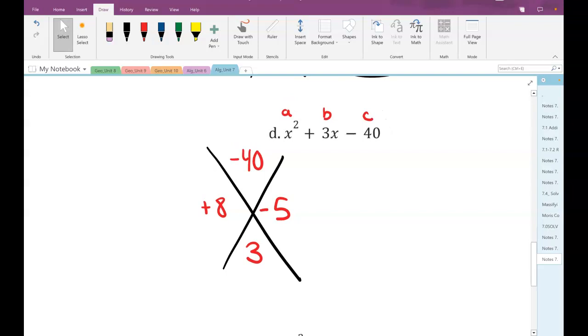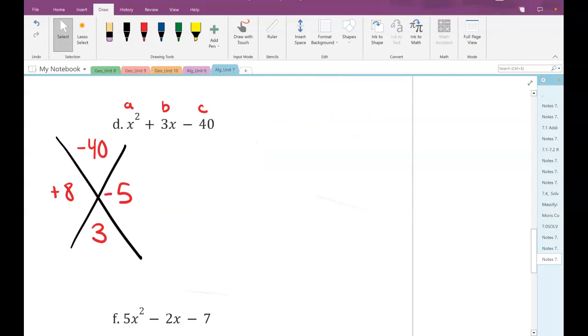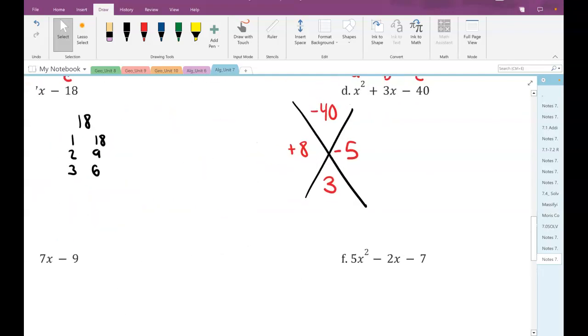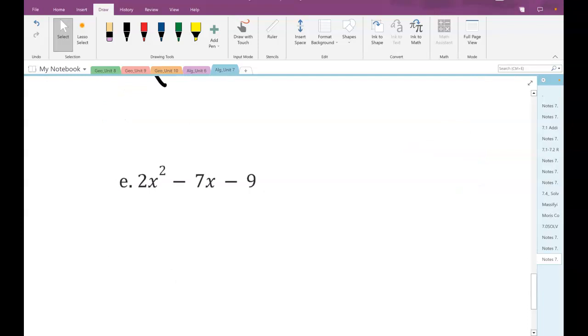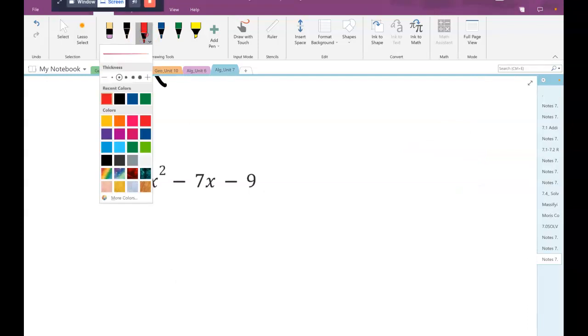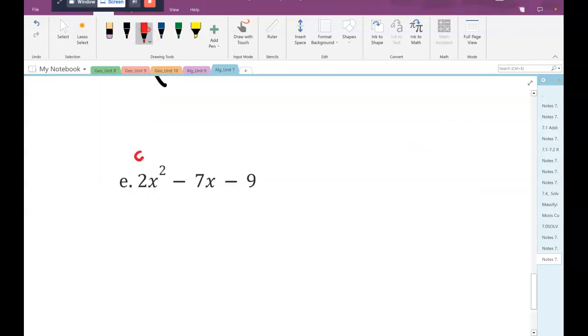And I haven't said this yet, but this is all we're doing today. We're just filling in this chart. Filling in the magic X. All right. The last two examples are a little preview of what we're doing tomorrow, where now our A term is greater than 1.